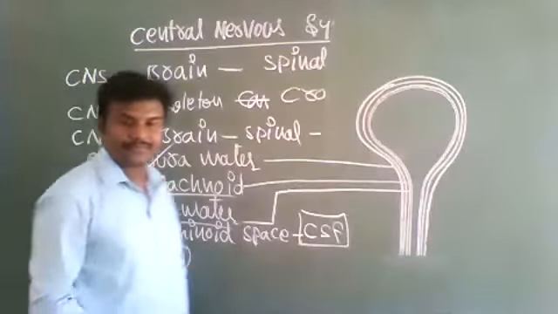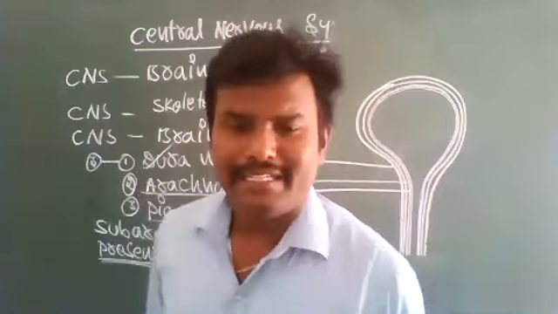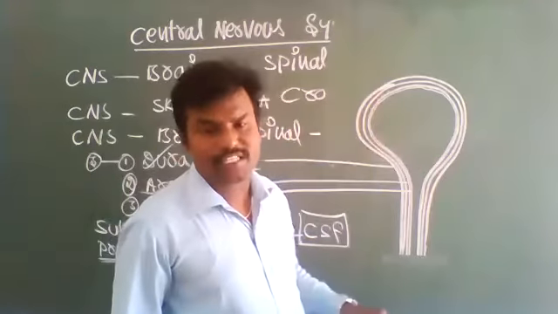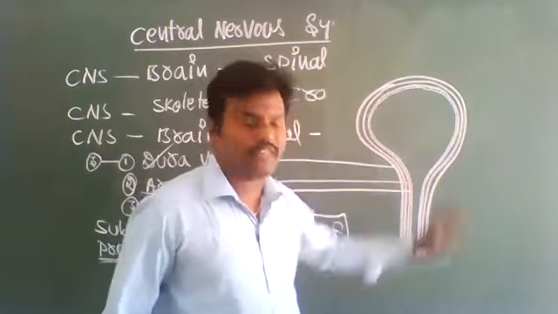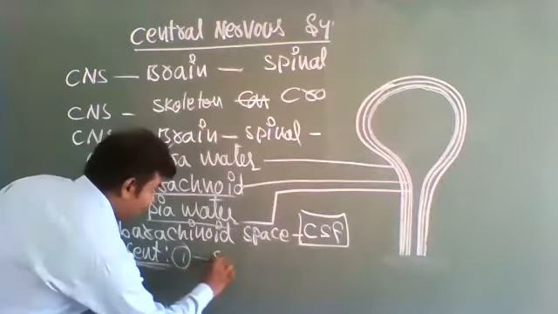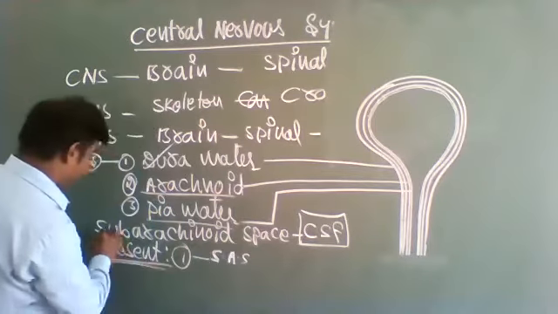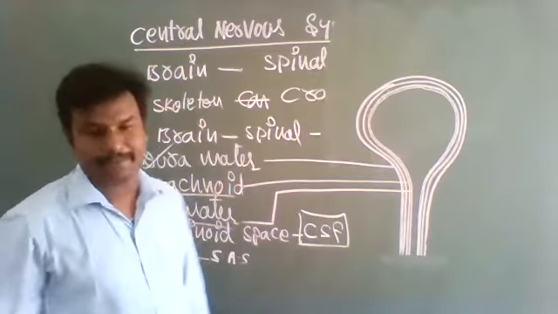First one, subarachnoid space. In between the outer and inner membrane, there is a space. That space is called the subarachnoid space. That space is filled with cerebrospinal fluid.